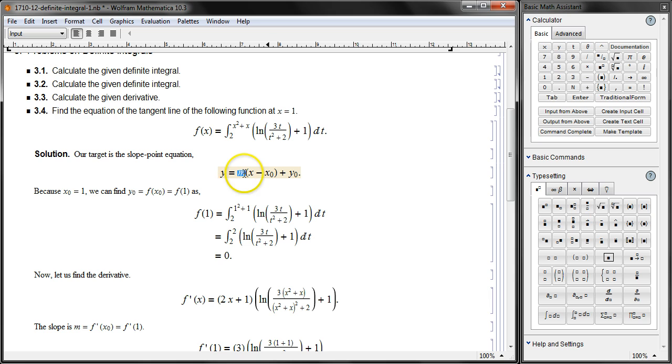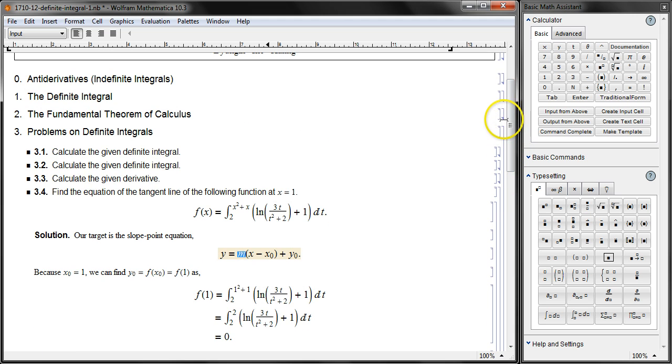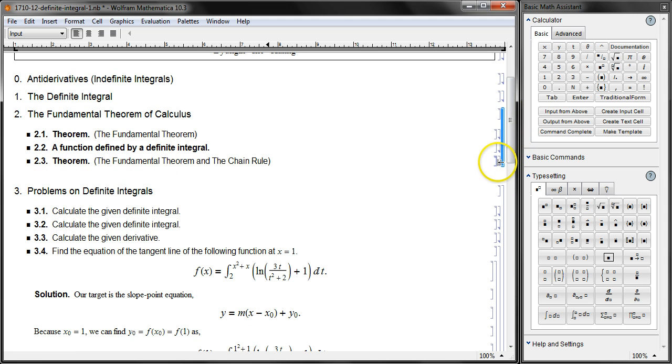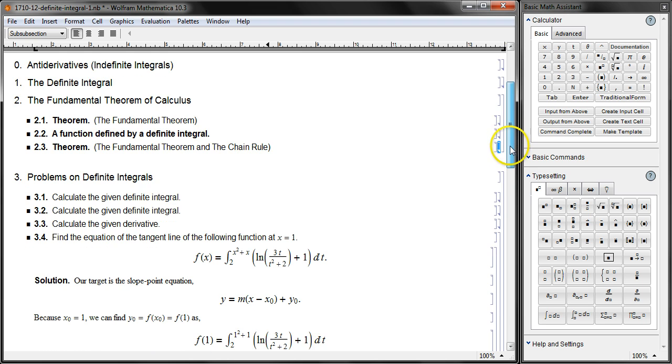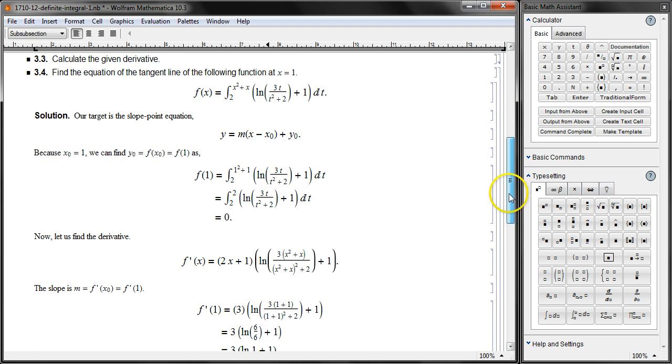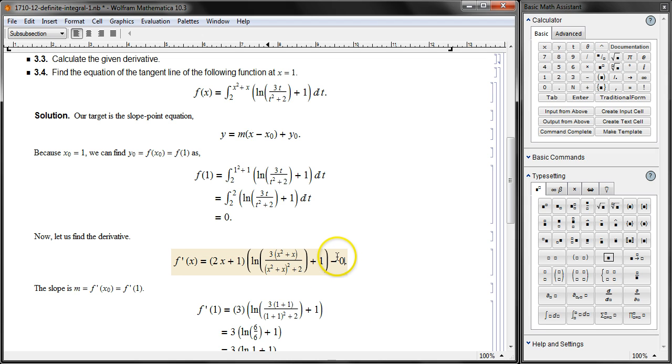Now let's find the slope. How do we do that? We have to find the derivative, and that's the key part. We have to use this rule here, and a special case: this a is constant, so a prime is 0, so this part just drops out. And here we go. Actually minus 0. As a reminder, the 0 part drops out.